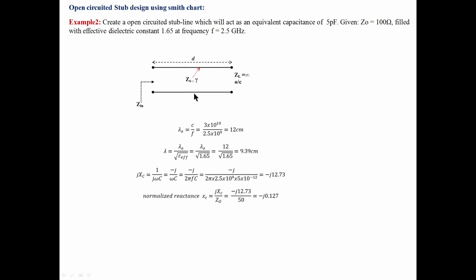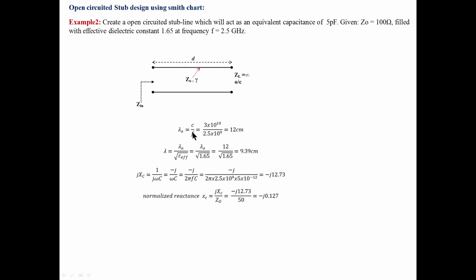So the transmission line Z0 is 100 ohm as given, but this is filled with a material. What is the material? Its effective permittivity is 1.65. It is not filled with air. So lambda changes here. The wavelength changes. What is the wavelength? It is given by this equation: lambda naught divided by square root of the permittivity, whatever permittivity is given. If air it is 1, but if some value is given, you should take that value.